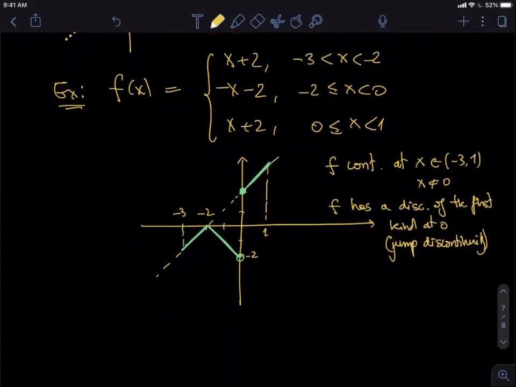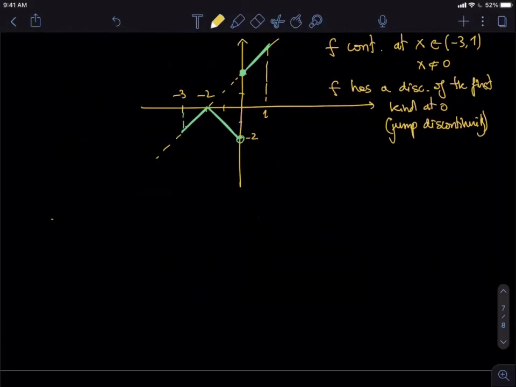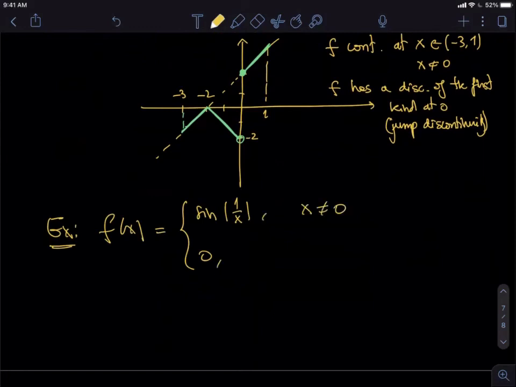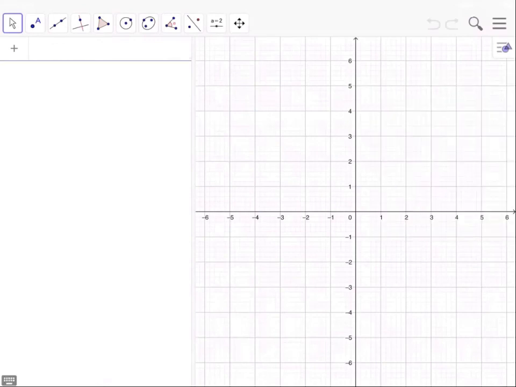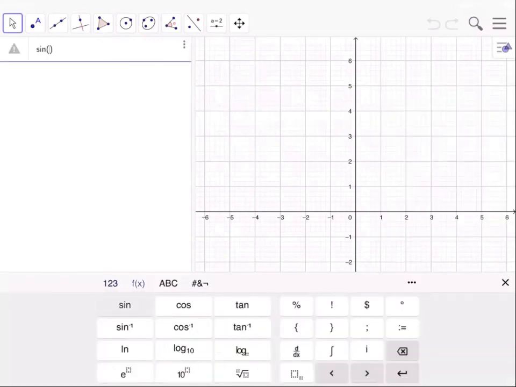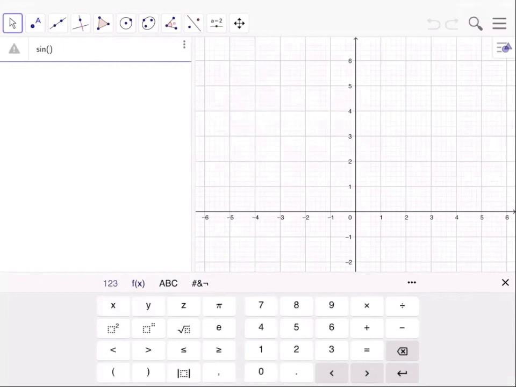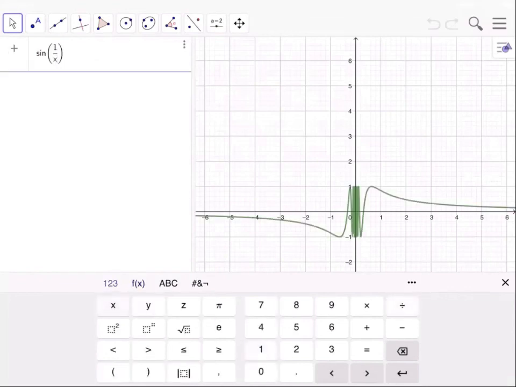And finally, let's see one more example. The function is sine of 1 over x if x is different from 0, and 0 otherwise. And this one looks perfectly fine. But if we graph it, we are going to see something's going on there. We can graph it quickly. Sine of 1 over x, there we go.